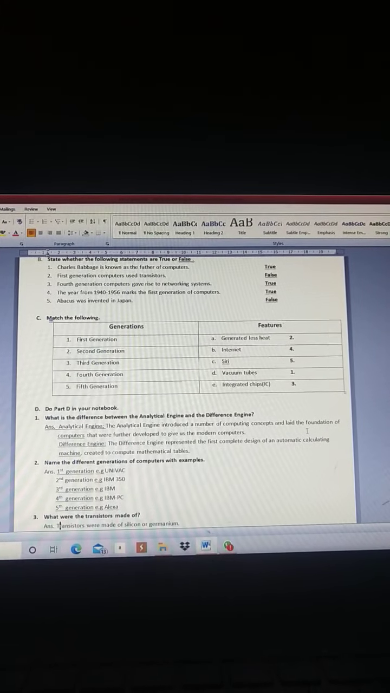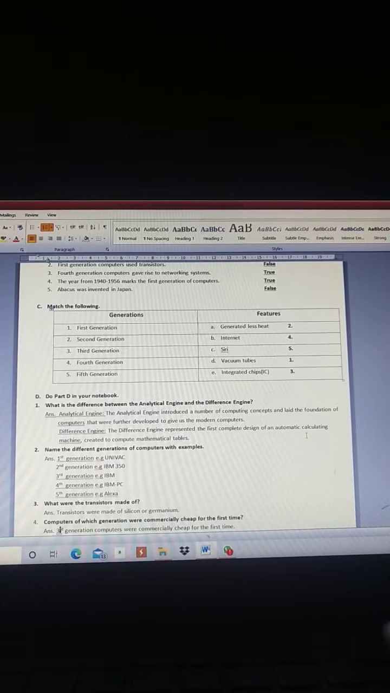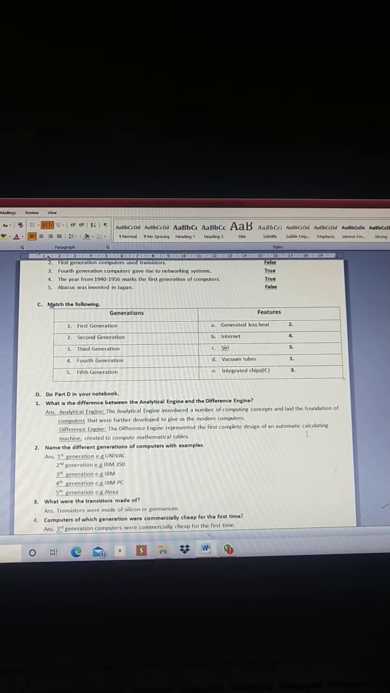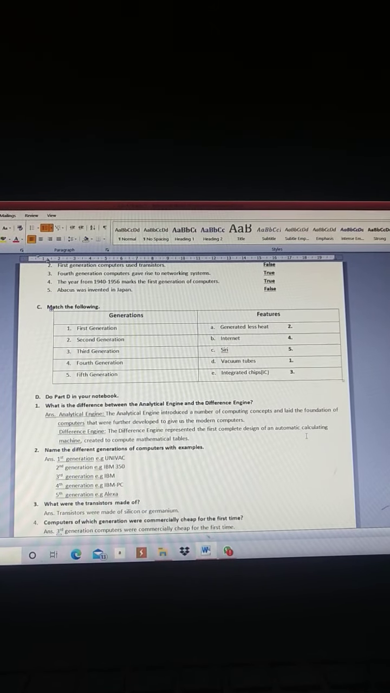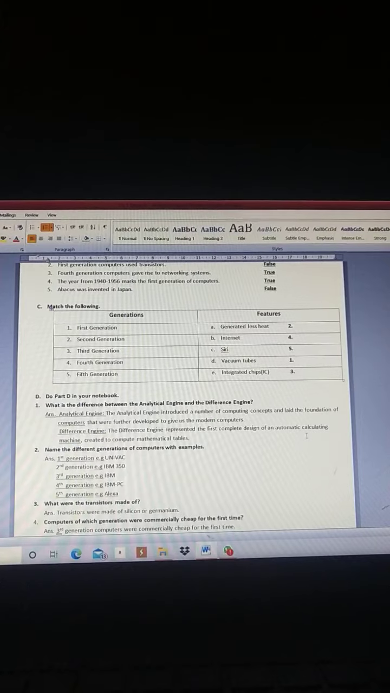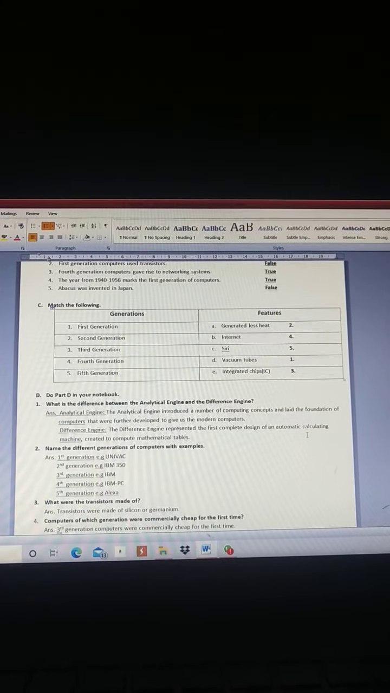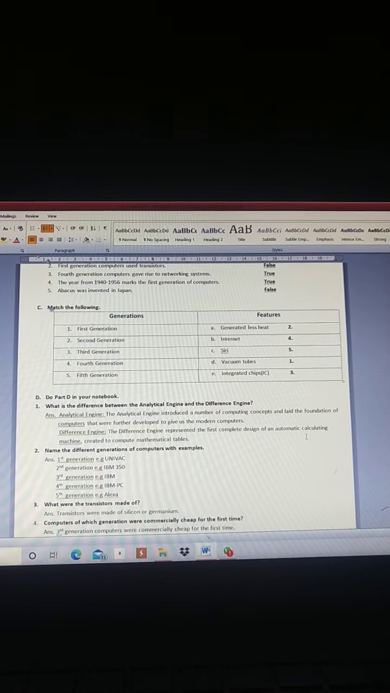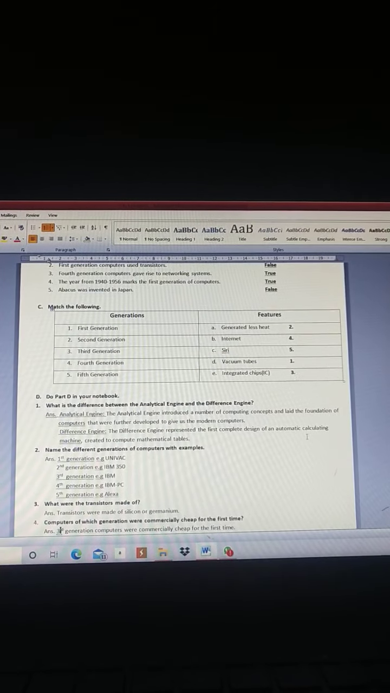Question number 2 is, name the different generations of computer with examples. First generation computer example is UNIVAC. Second generation computer example is IBM 350. Third generation computer example is IBM. Fourth generation computer example is IBM PC, that is personal computer. Fifth generation computer example is Alexa, Siri, whatever you want to write, you can write that example.